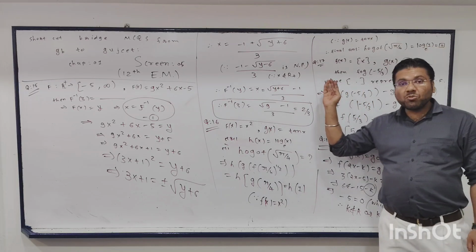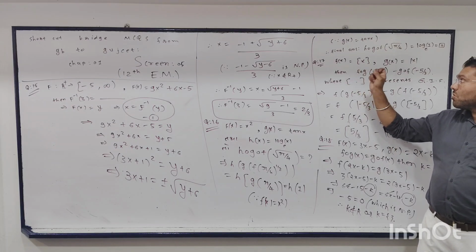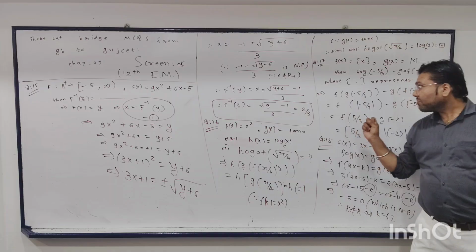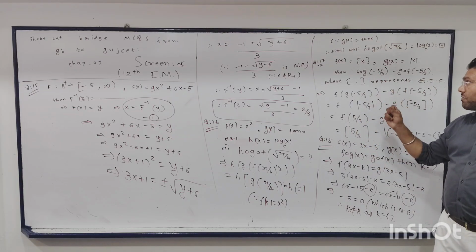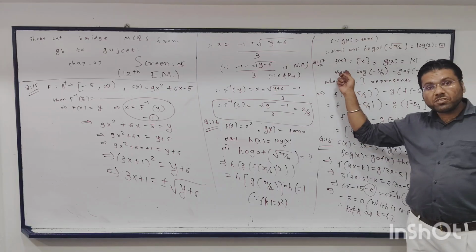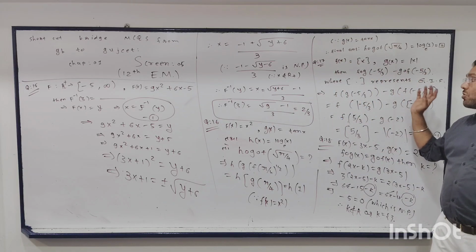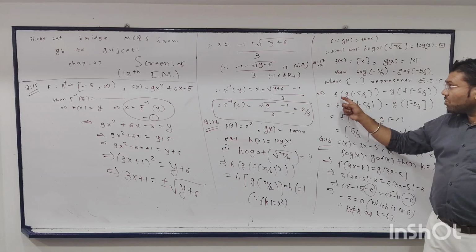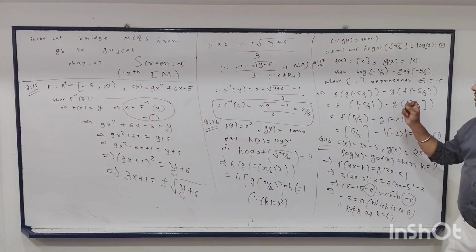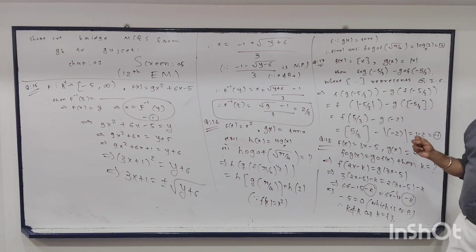Now we are moving toward question number 17, friends. f of x equal to box of x, g of x equal to modulus x. Find f o g of minus 5 by 3 minus g o f of minus 5 by 3. Here box represents the greatest integer function and this is nothing but the modulus function. So now we are simplifying the question. f of g of minus 5 by 3 minus g of f of minus 5 by 3.